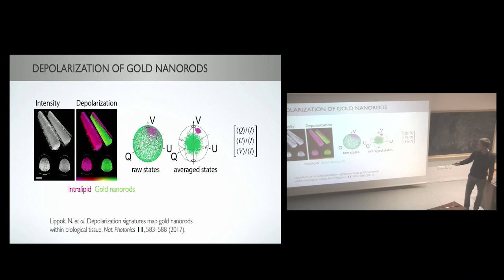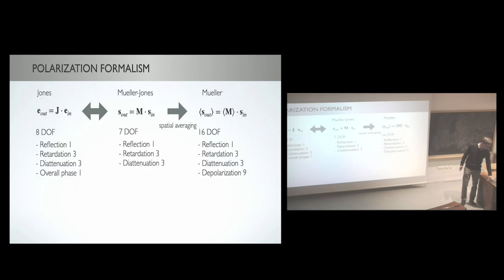If you now look at the polarization states of an individual point in these images, you see that the gold nanorods are all over the place, whereas the intralipid has a reasonably defined polarization state. And if you now spatially average these polarization states, you see how the intralipid still defines a fully polarized state, but the signal of these gold nanorods collapses into the center of this normalized Poincare sphere because it's depolarizing. And so this can provide exquisite contrast to these gold nanorods at very low concentrations.